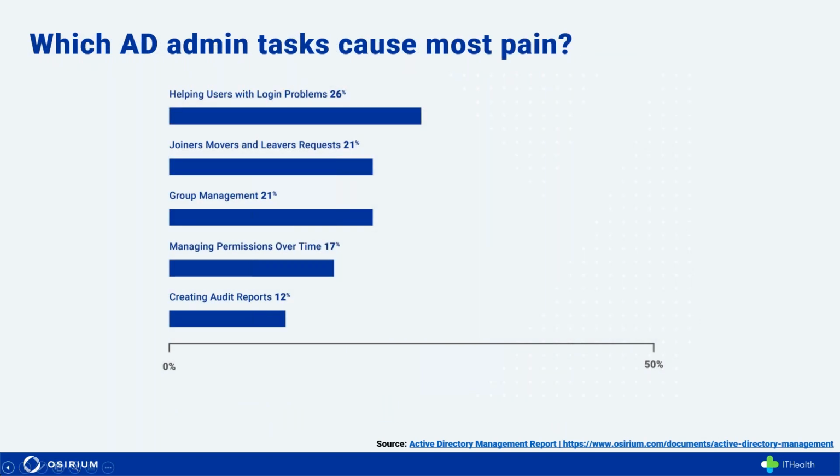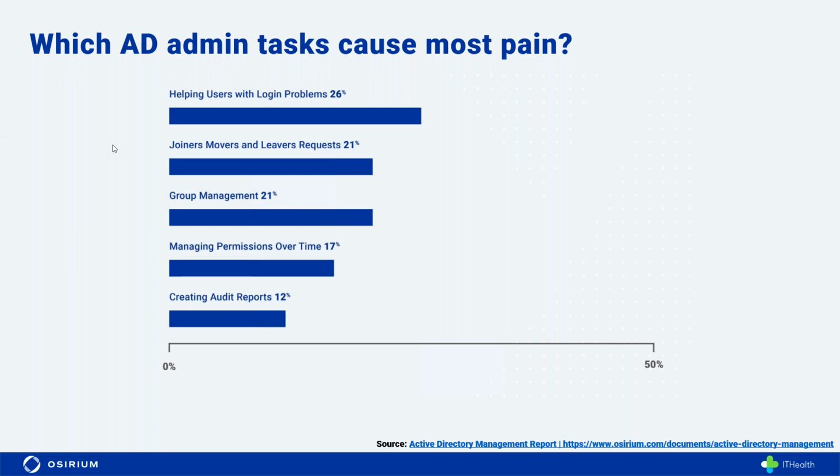When asking which Active Directory admin tasks cause the most pain, it wasn't particularly a surprise to find out that login problems was the number one request. This is, as I say, the kind of situation where you've forgotten your password, or your account has been locked because you've tried to access too many times, that kind of thing.